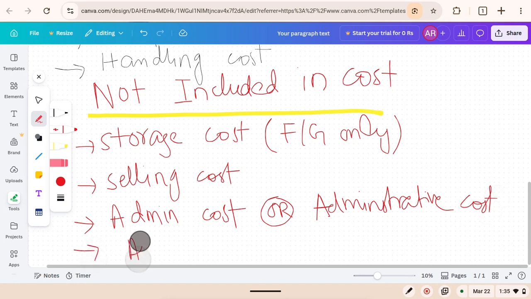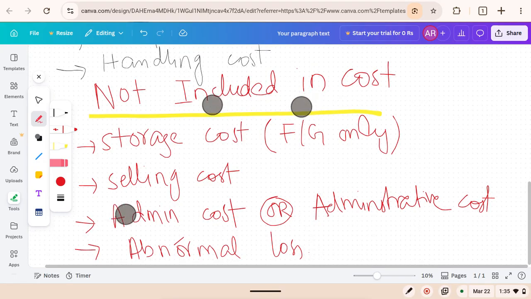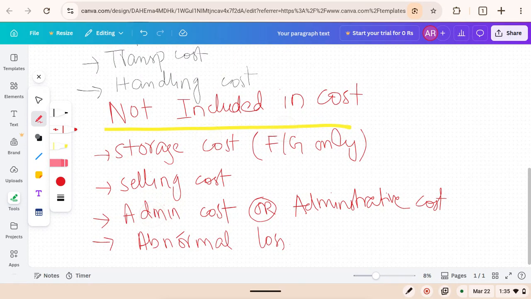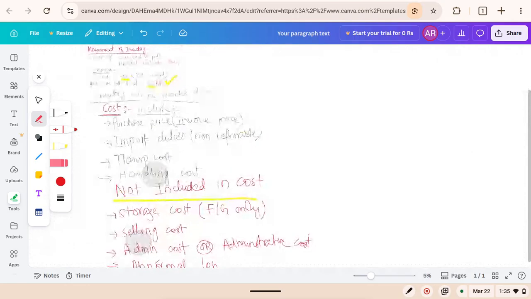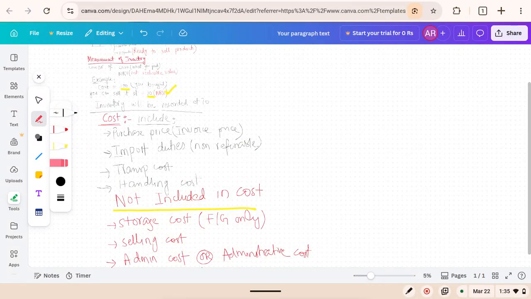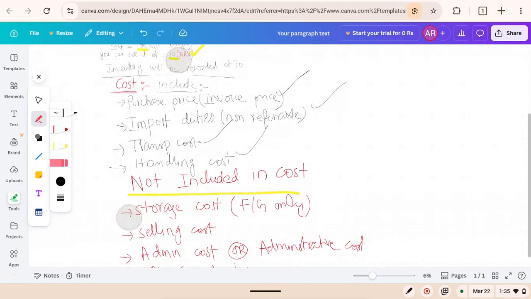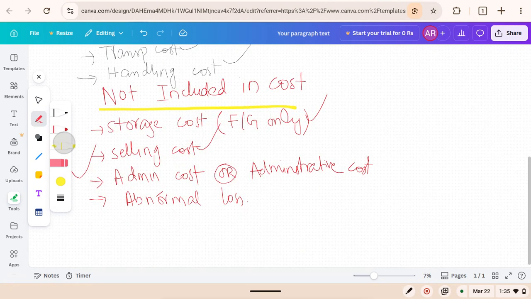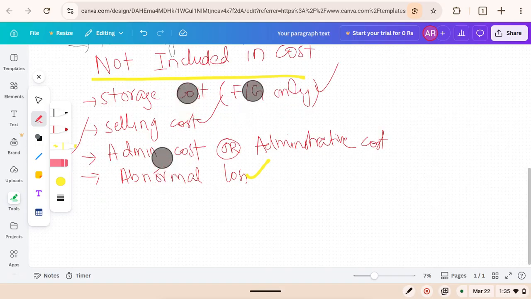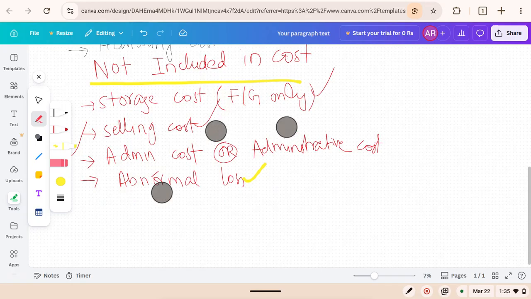Abnormal loss, we have studied it in the process costing. These are the parts of the costs that are included and that are not included. You shall keep it in mind. Only the purchase cost, import duty, transportation cost, handling cost will be the part of the cost, while storage cost, selling cost, admin cost, abnormal loss will not be the part of the cost. Okay. I'll explain it to you with a simple example.